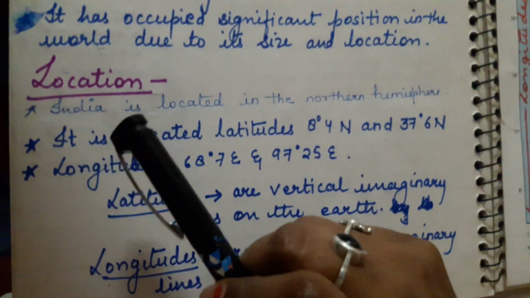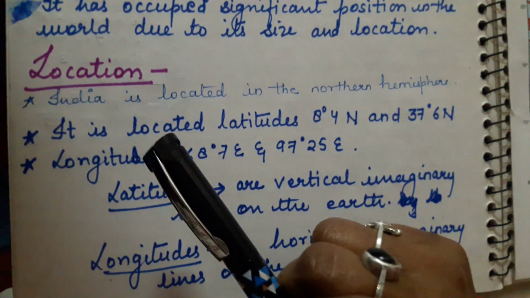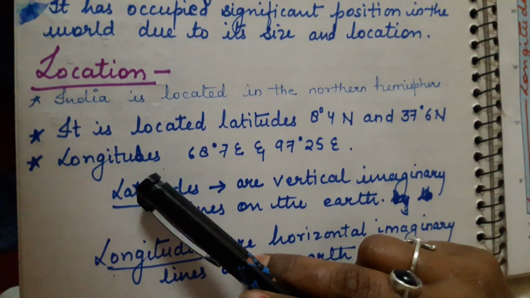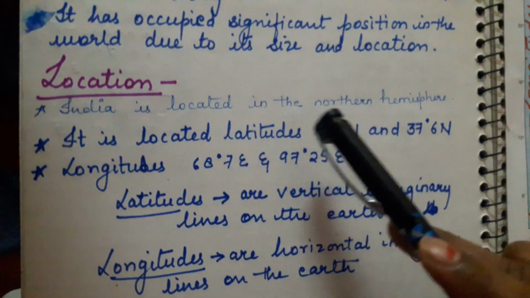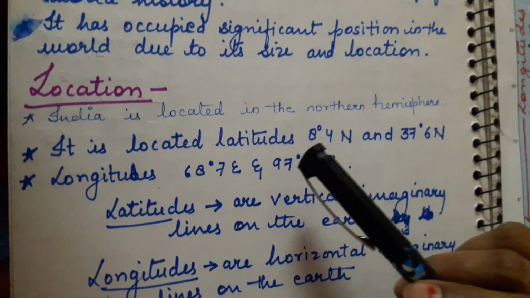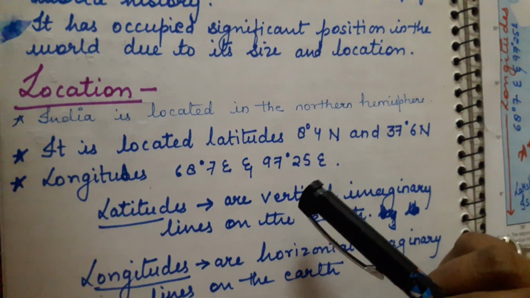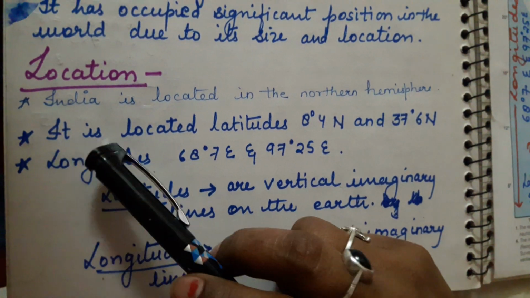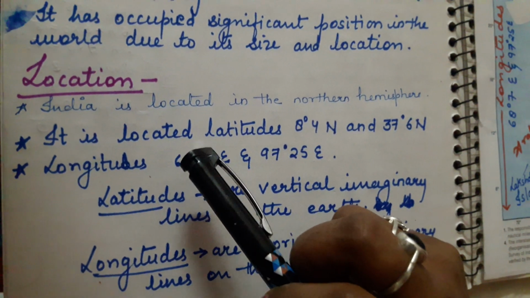In this topic, we are going to know about the location of India, not in words, but with geographical concepts, meaning with the latitudinal and longitudinal definitions. India is located in the northern hemisphere of the earth, and it is a part of the Asian continent. Now, next we are going to know the exact location of India on the earth.